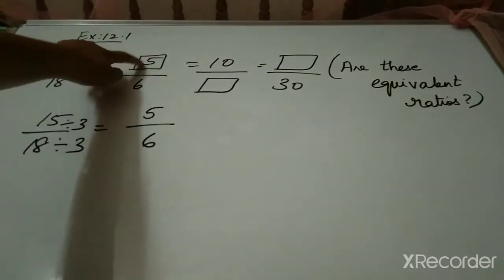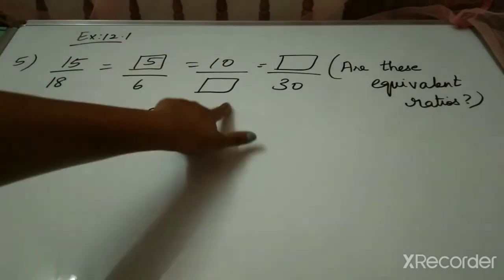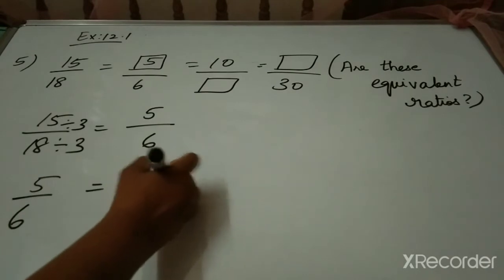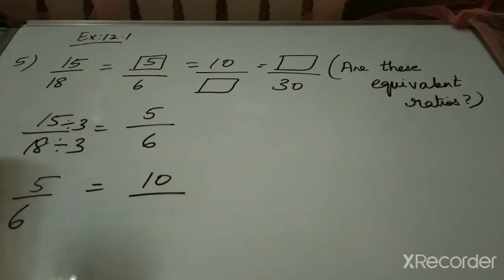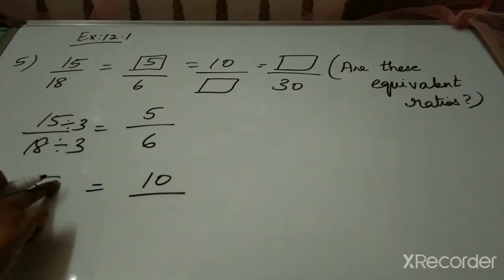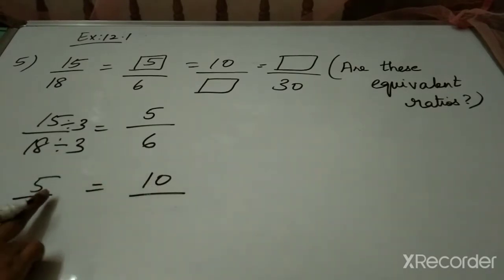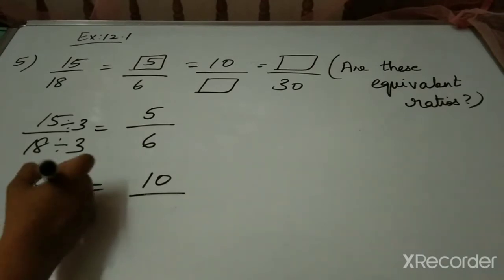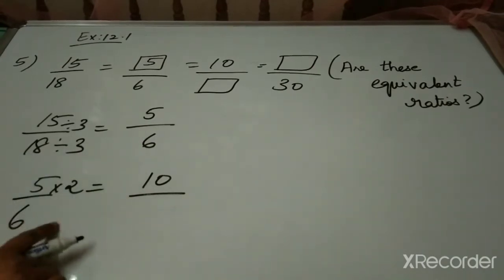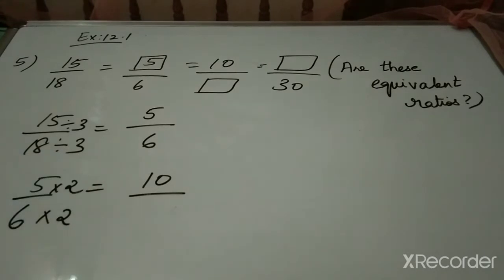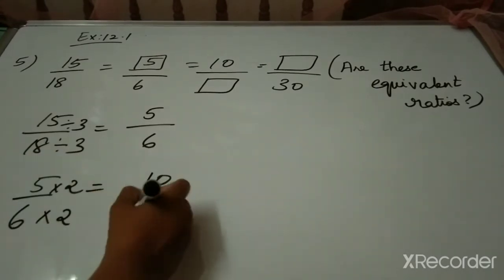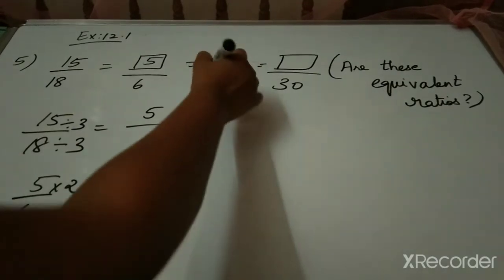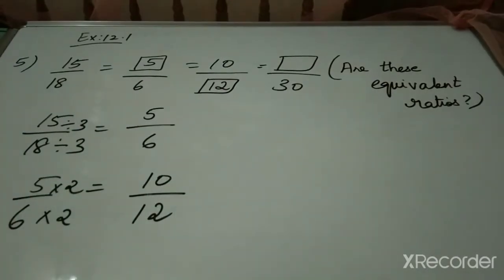Now we have to find the number here. 5/6 is equal to 10 by what? I am taking 5/6 equal to 10 by the number we have to find. So 5 into what is 10? We have to multiply a number with 5 to get 10. 5 into 2 is 10. So the denominator also I have to multiply by 2. 6 2s are 12. Clear, children? So the number in this blank is 12.